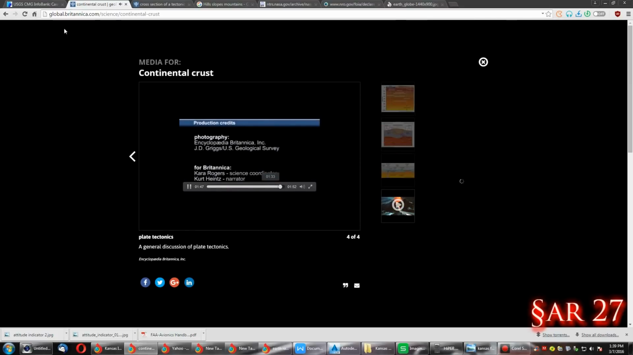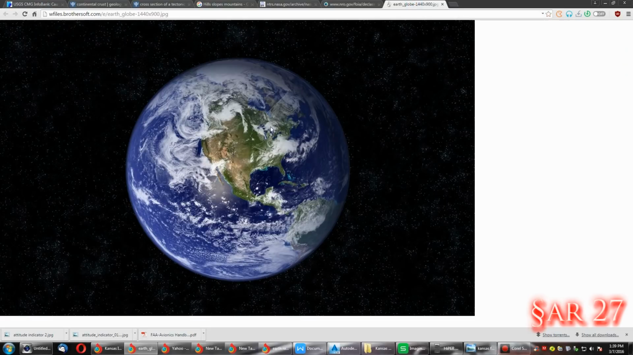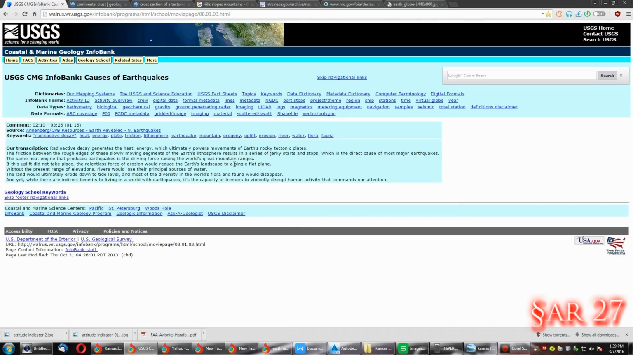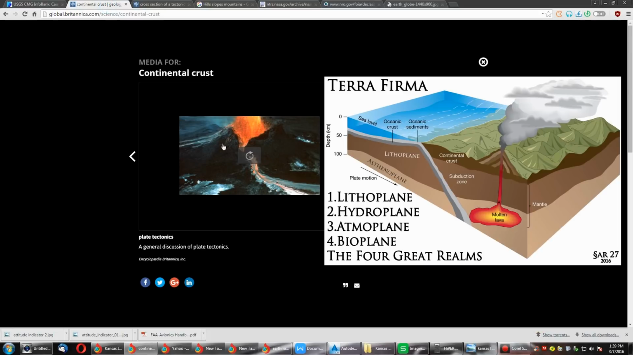There you have it, folks. I mean, how can a ball without the Earth's crust, tectonic plates, and earthquakes become a single flat plane? There it is. You also heard it from the video.